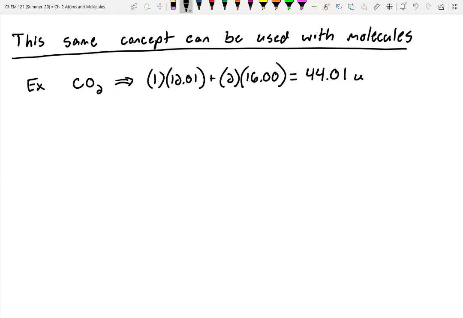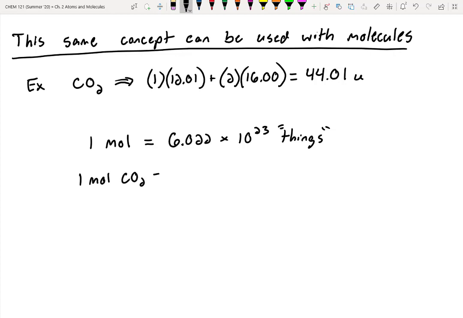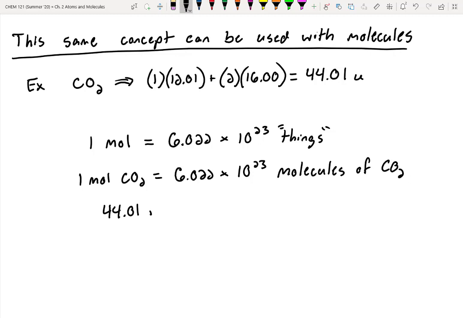All right, so let's write this out. Same idea. We know that 1 mole is always going to be 6.022 times 10 to the 23rd things. It doesn't really matter what things we're talking about. It could be atoms, it could be molecules, it could be baseballs, it doesn't matter. All right, so let's branch this out. We could say, well, 1 mole of CO2, in this case, would have to be equal to 6.022 times 10 to the 23rd molecules of CO2. Meaning we would have to have that many CO2 molecules to equal 1 mole, right? Additionally, we could say, well, 44.01 grams of CO2 are going to be equal to a mole, because that's the molecular weight that we just determined up above.